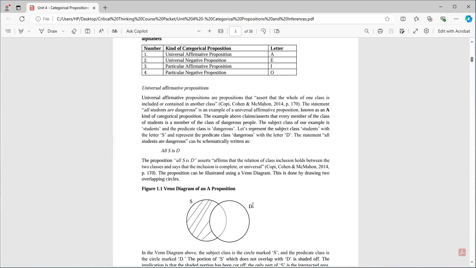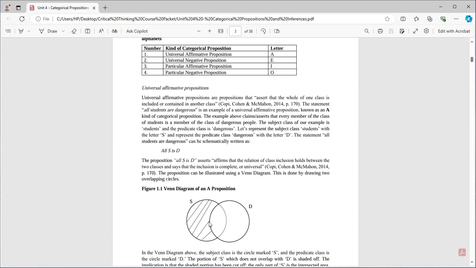We say all S is D. So we have to find all of S in D. But we realize that some part of S is not in D. The intersected area is where we have S being part of D. So to show that all S is D, we shade the portion of S that is not intersecting with D, or that is not inside D.